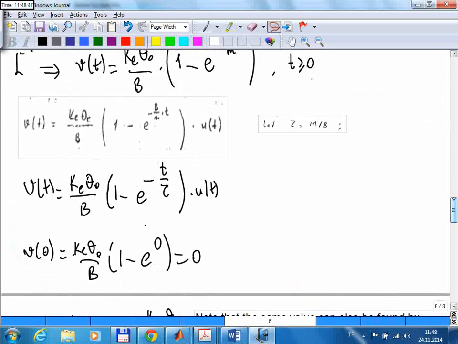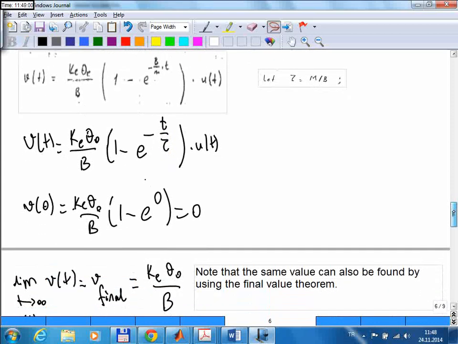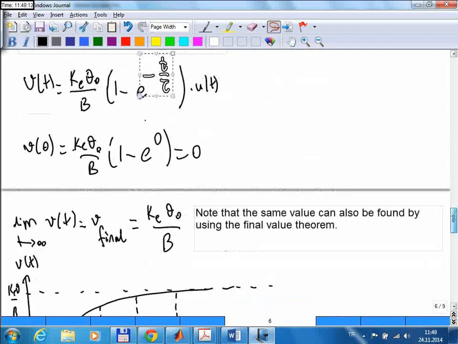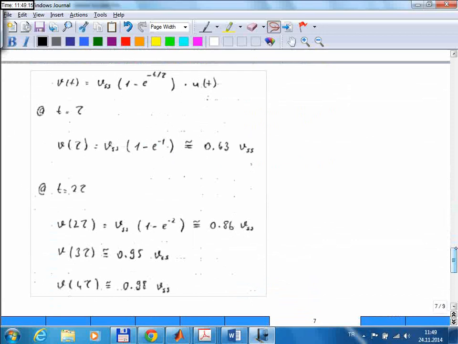To make the analysis simpler, I call the inverse this tau, so that the function becomes e to the power minus t over tau. So now I can easily calculate what happens to the output at different time values, and I can give time in terms of tau. For t equal to tau, I have minus 1 here. For t equal to 2 tau, this becomes minus 2. And in the end, the output changes according to what you see here.